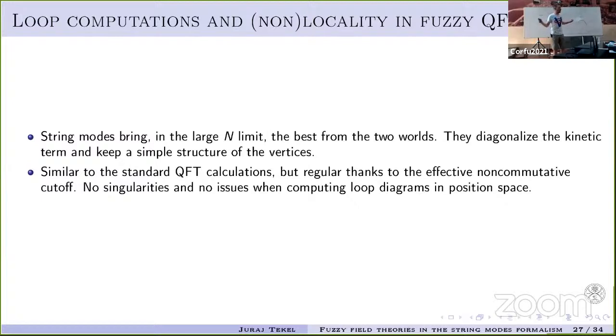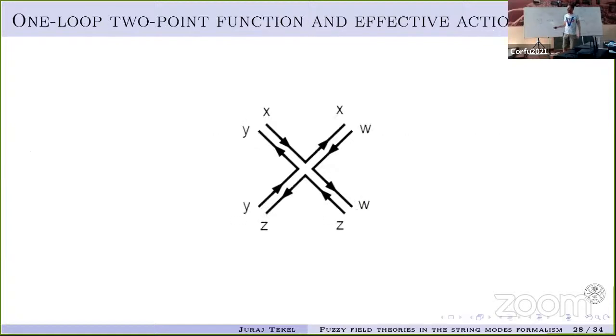However, there is no issue with singularities because we're on a fuzzy space. From a technical point of view, there's a natural cutoff, and from a conceptual point of view, there is simply nothing such as points close to each other, coincident points, on fuzzy space. So we can work in position space, but we do not need to worry about divergences at all. So this is how the vertex looks in the string mode formalism, and now you do your Feynman diagram calculation.